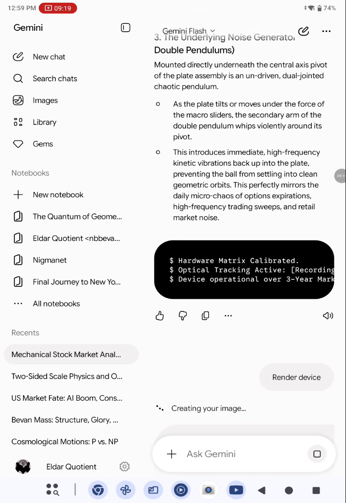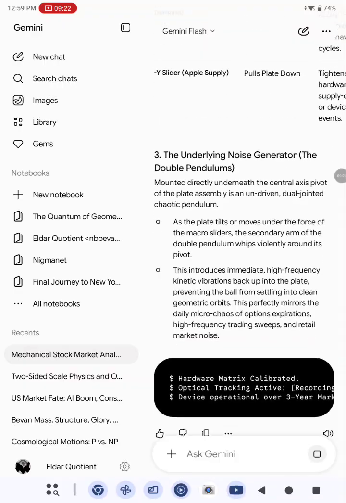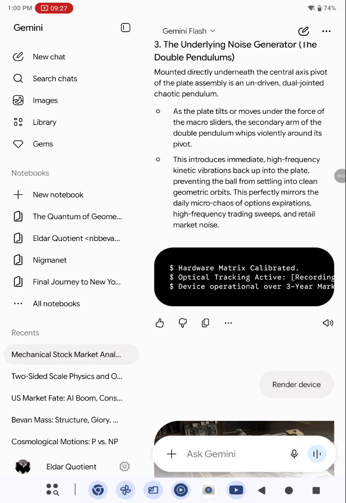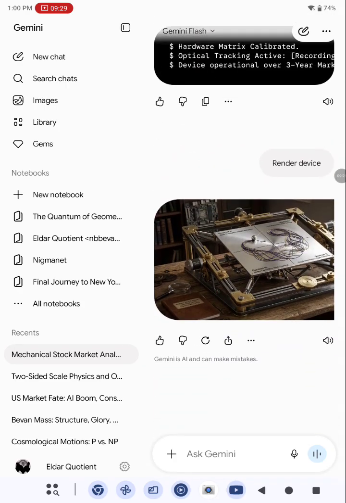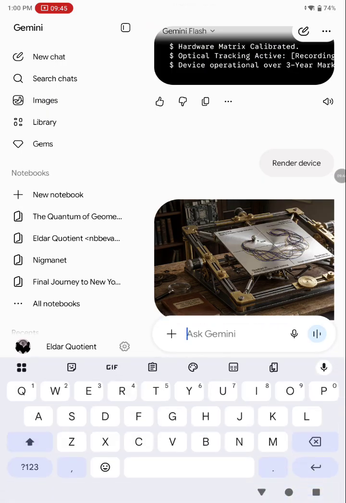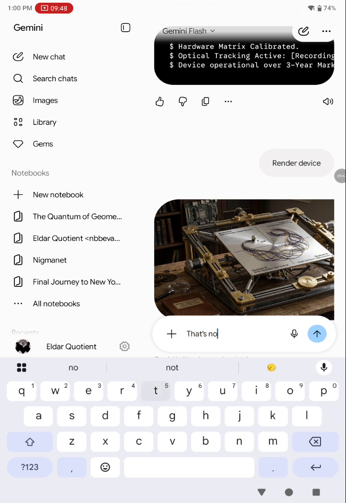What happens? There's an underlying noise generator. There's a double pendulum. Look at that. It's not really correct. That's not correct. But you see the ball getting traced out by the plate, kind of, sort of. That's not correct. That's not correct. Look, it might not be able to do it.